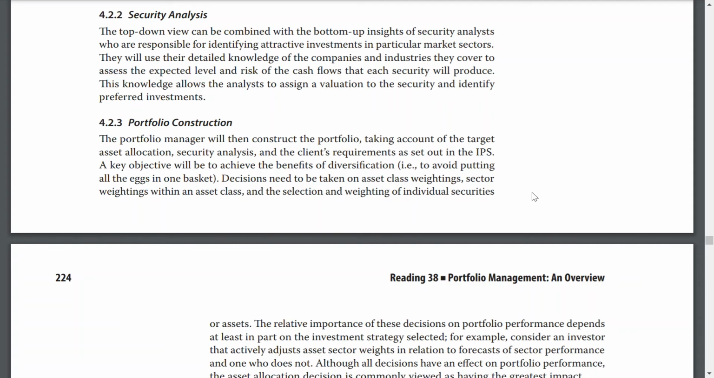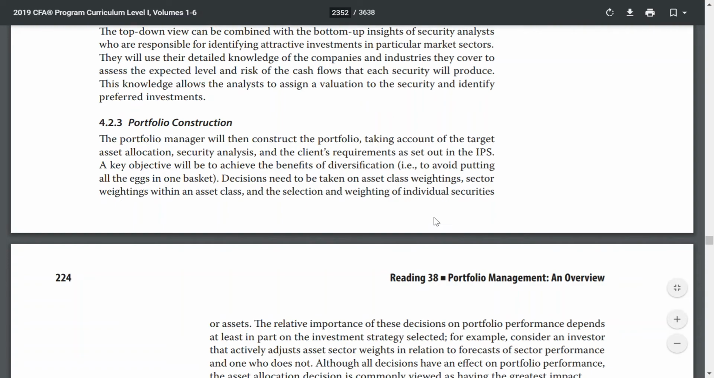Portfolio construction. The portfolio manager will then construct a portfolio taking account of the target asset allocation, security analysis, and the client's requirements as set out in the IPS. Key objectives will be to achieve the benefits of diversification. Decisions need to be taken on asset class weightings, sector weightings within an asset class, and the selection and weightings of individual securities or assets.